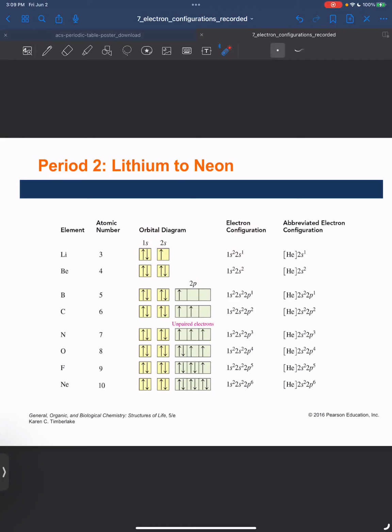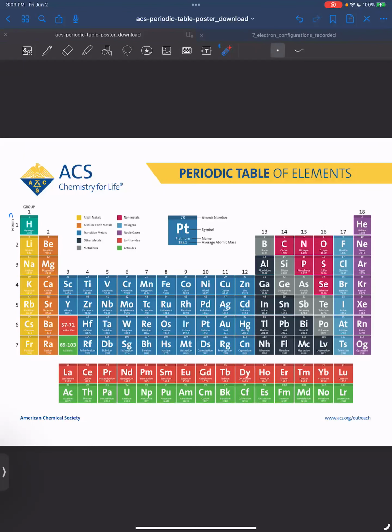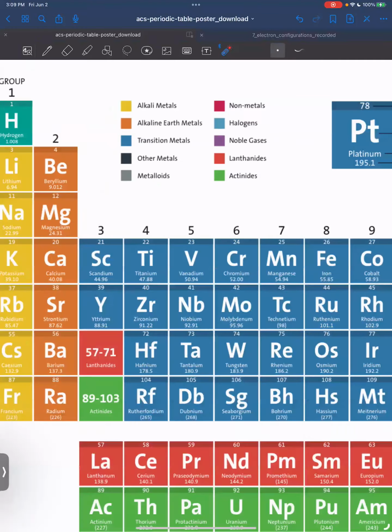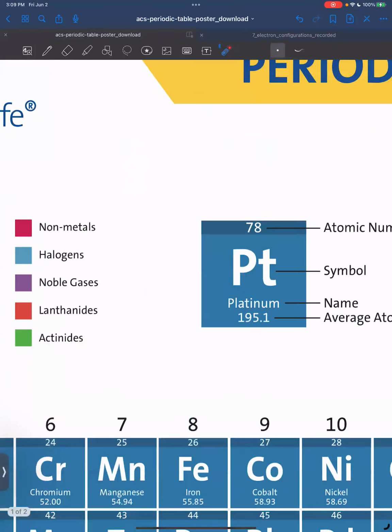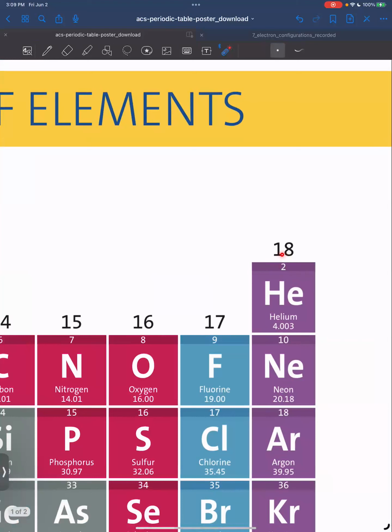Now the abbreviated electron configuration takes the noble gas above it. And what I mean by that is that if we look at lithium, the noble gas that precedes it is helium. And that's because lithium has 3 electrons and helium has 2 electrons. We can't use neon. Neon is too far away and has more electrons than lithium does. So when you do the abbreviated electron configuration, you find the noble gas that precedes, or in other words, has fewer electrons than the element you're trying to write the electron configuration for.